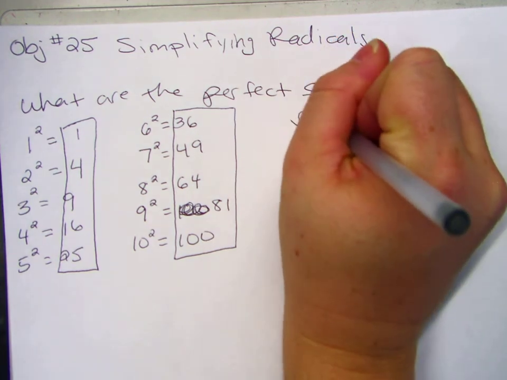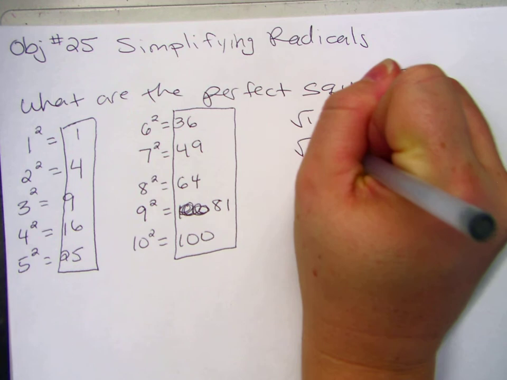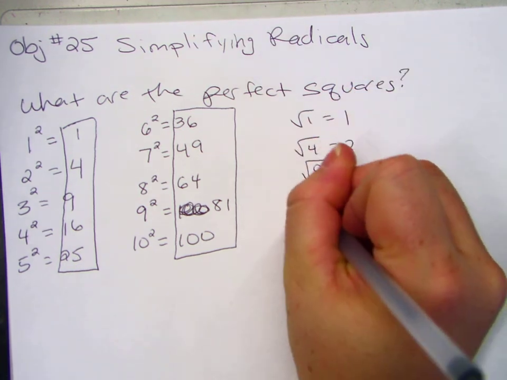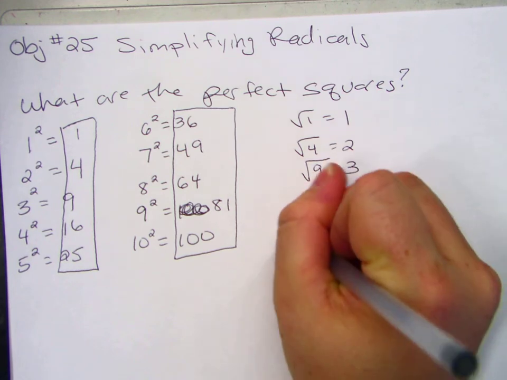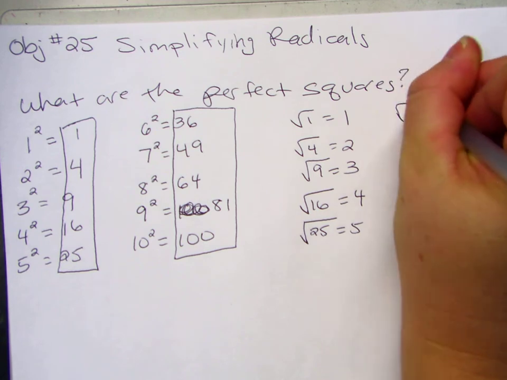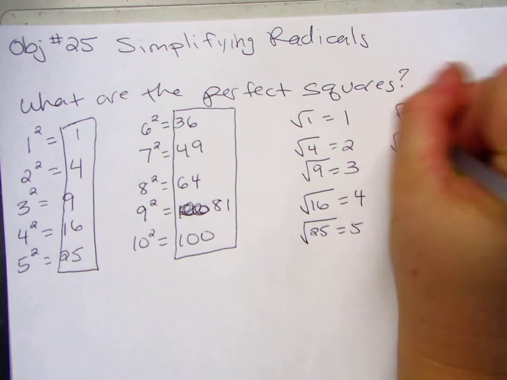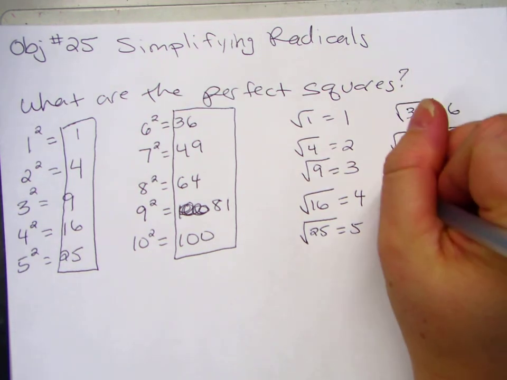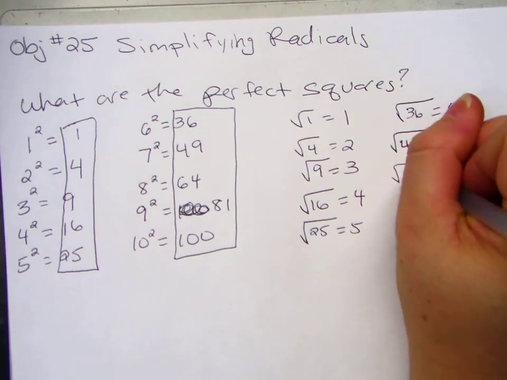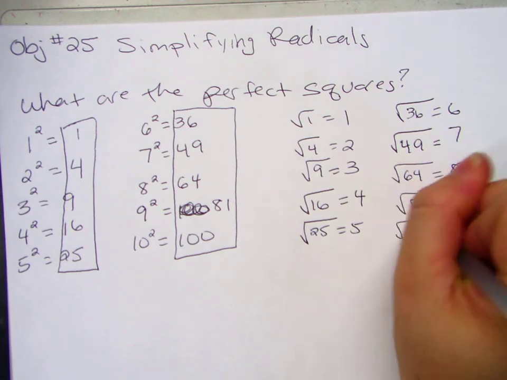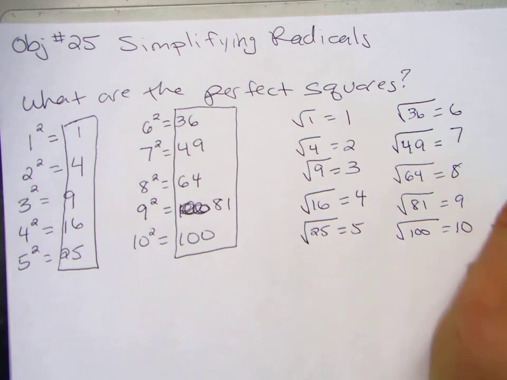The square root of 1 is 1. The square root of 4 is 2. The square root of 9 is 3. Okay, these are all the things we know. Square root of 36 is 6. Square root of 49, 7. Sorry, I have a cold. 64 is 8. 81 is 9. And 100 is 10. So perfect squares are numbers that we can take the square root of.